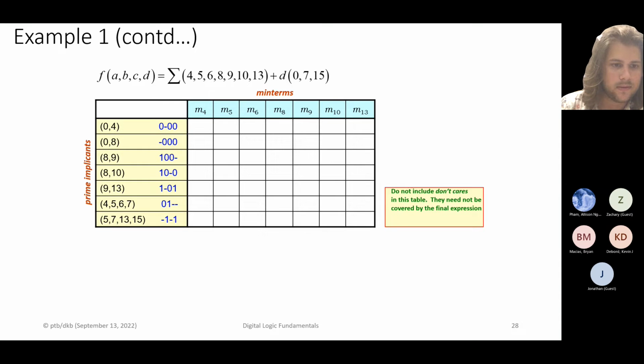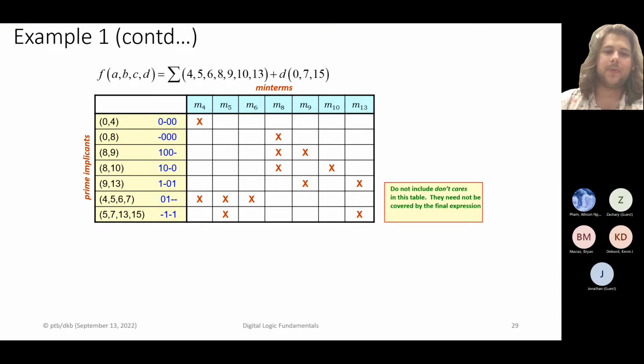I'll erase, it's whatever. Yeah, so M6 is only covered by one possible prime implicant, so it has to be included, which means this comes in here. So these are all included.